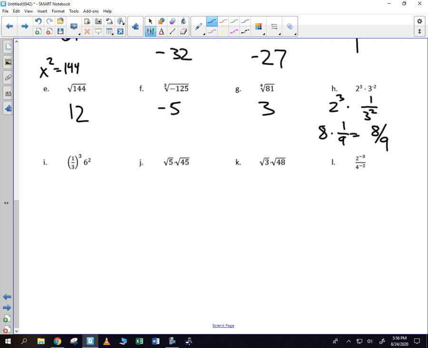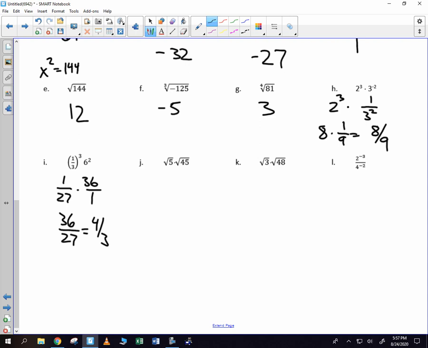1/3 to the third, that would be 1 over 27 times 6 squared is 36 over 1. 36 over 27. What are both of those divisible by? Very good. 9 is the correct answer. 4 over 3 is your result.